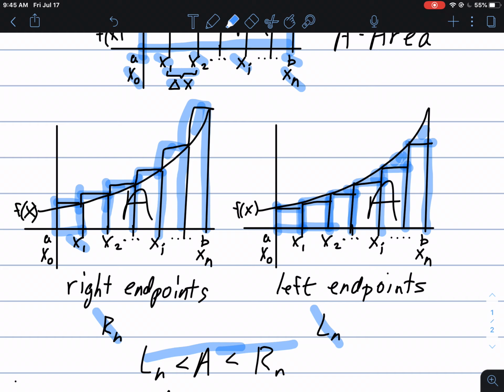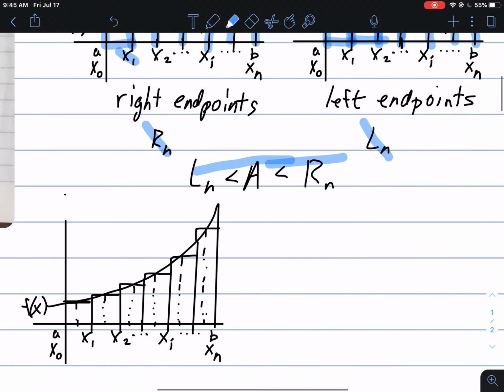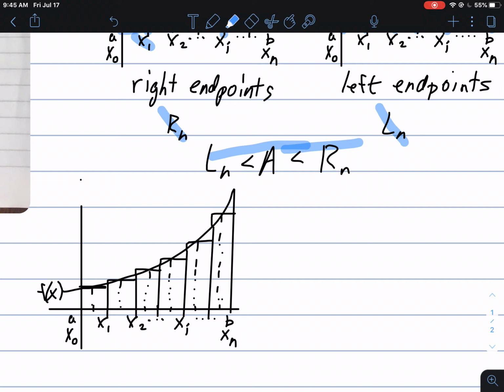Now, theoretically, I could choose any point in each of those subintervals to calculate the height of the rectangle, right? So if instead of choosing the left endpoint or the right endpoint, maybe I choose something in between. Maybe I choose the midpoint, and I form the height of the rectangle there. And I choose the midpoint here, and I form the rectangle there, using that as the height. Okay, so it doesn't matter. You can pick any value in the subinterval to calculate the height of the rectangle.